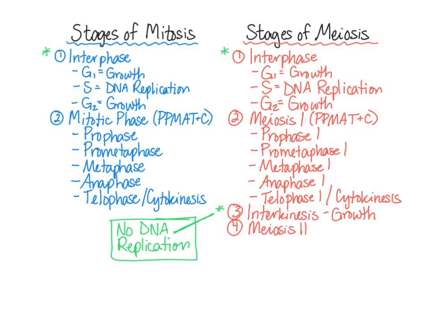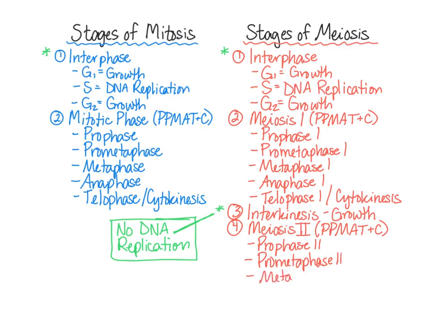Once again, the 2 is represented by the Roman numeral 2, which can either be just 2 lines like this, or you could draw it more like a Roman numeral 2 here. And what happens during meiosis II is another round of that PPMAT C. So we have prophase II, prometaphase II, metaphase II, anaphase II, and I ran out of room, but after anaphase II, we would have a telophase II plus cytokinesis.